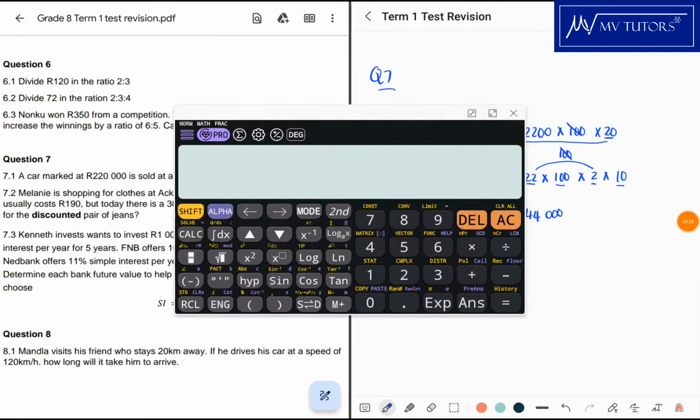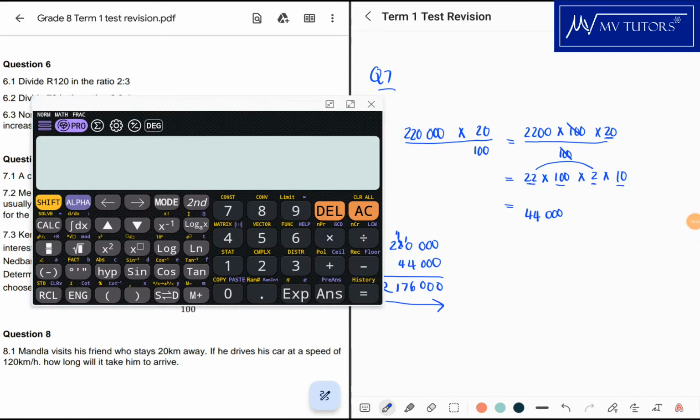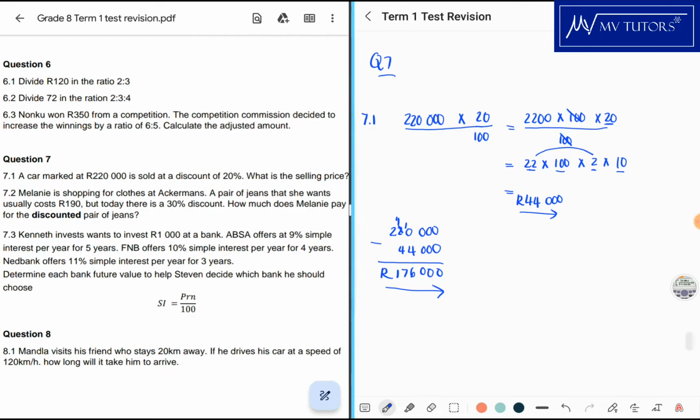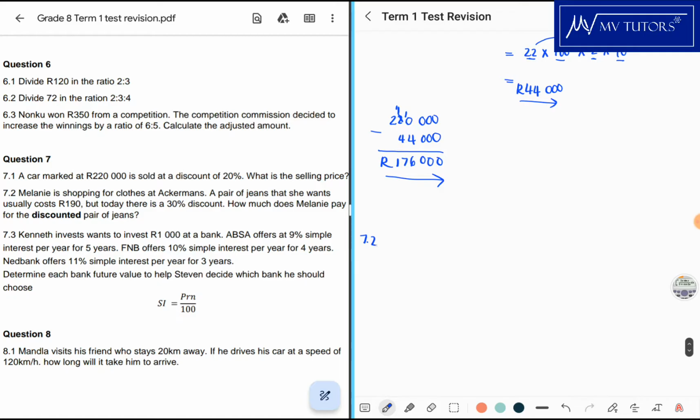All right, so I have the calculator here. Let's get 20% of 220,000. So what I do, I'm going to multiply it by 20%. And that is 44,000. Okay, so that's great. That was the discount. But remember, we want to get the selling price. So you need to take 220,000 and subtract the 44,000. So that is 176,000, and that is the selling price. Great. Now let's go to 7.2.